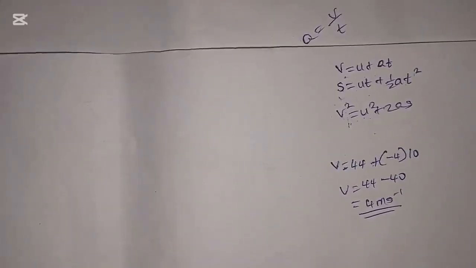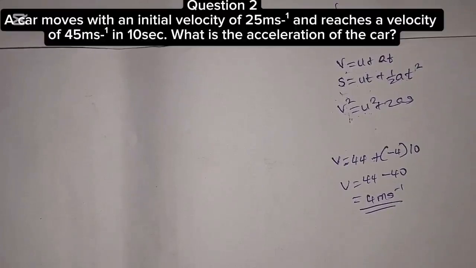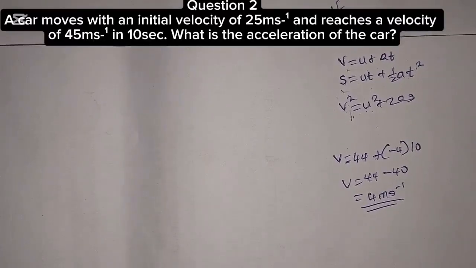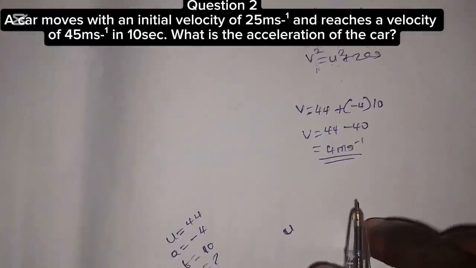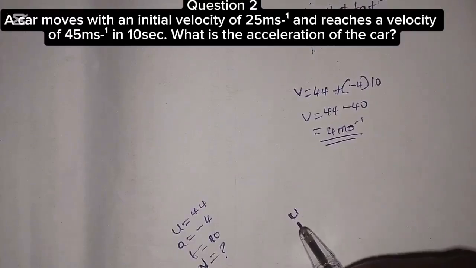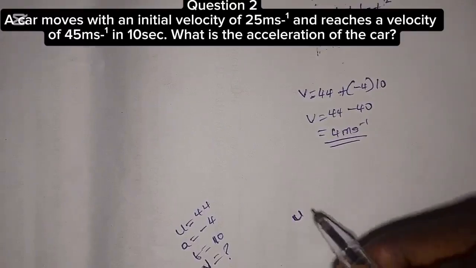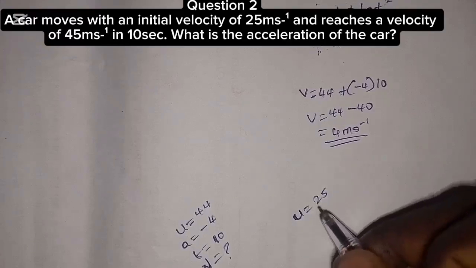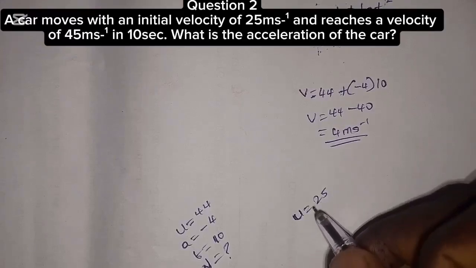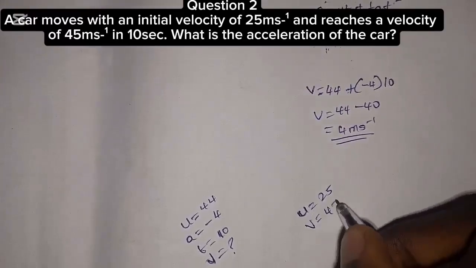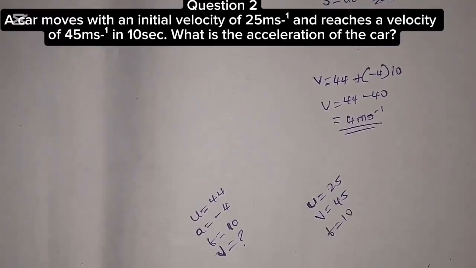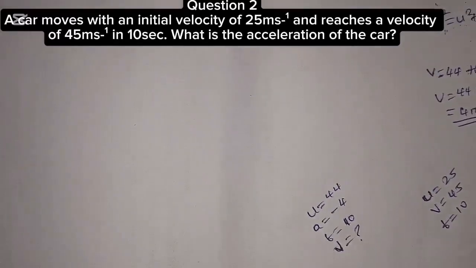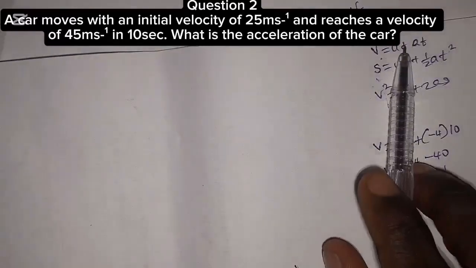Okay, now move to question 2. A car moves with an initial velocity of 25 meters per second and reaches a velocity of 45 in 10 seconds. So time is 10. What is the acceleration? So we are still going to make use of the first equation of motion.